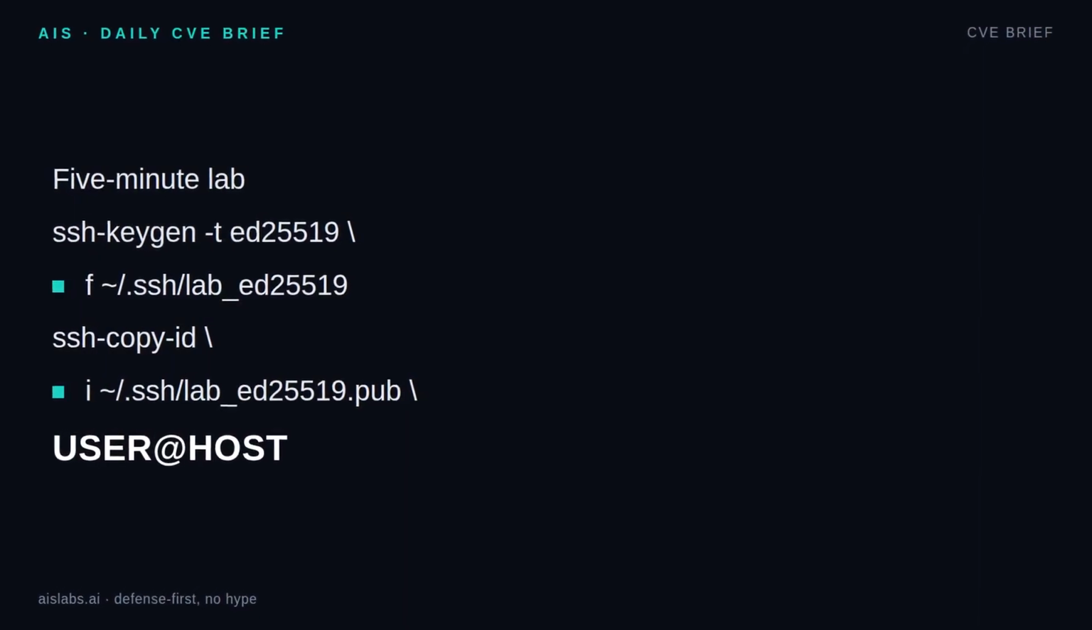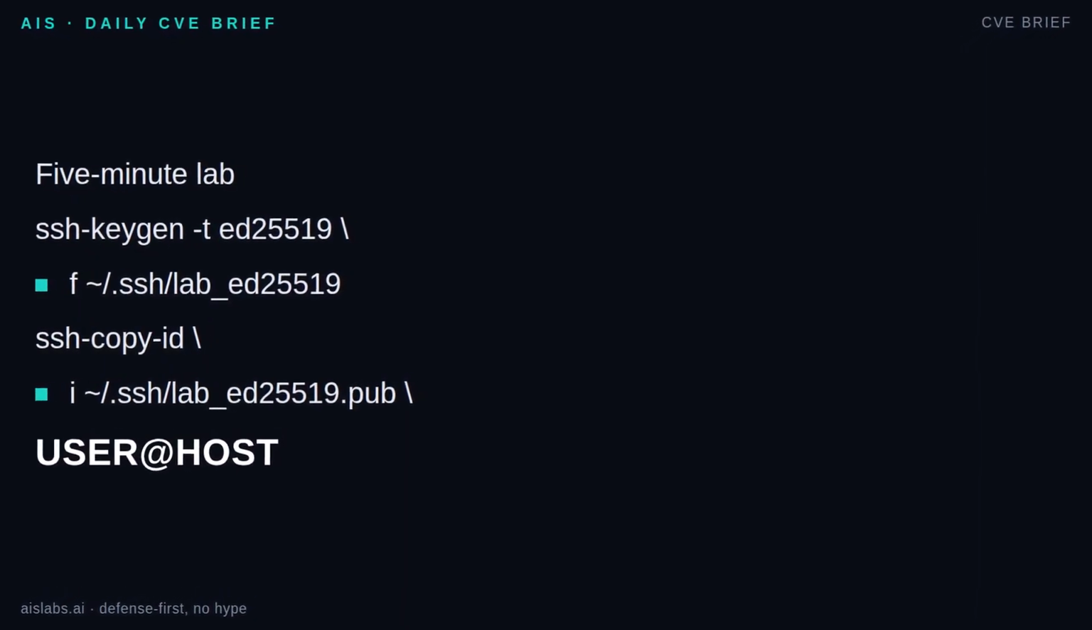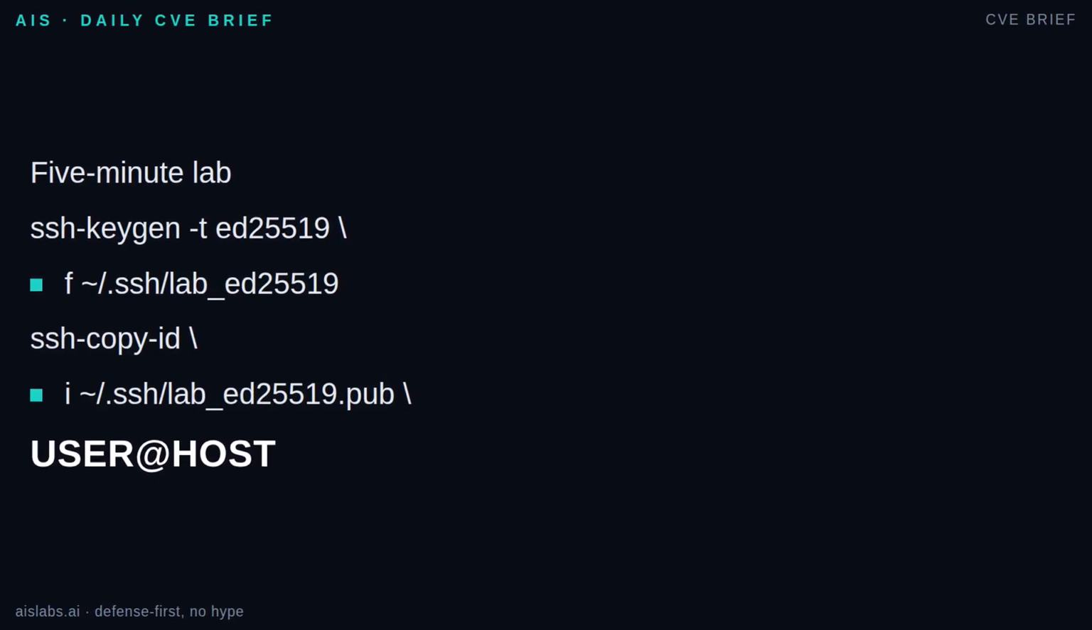Use a machine or VM you administer. Create a lab key with the command on screen. Use a passphrase if this is not disposable. Install that public key to your test account with ssh-copy-id. Then log in using that identity file, or let your client find it if your configuration does that.